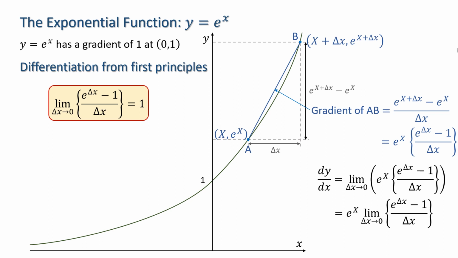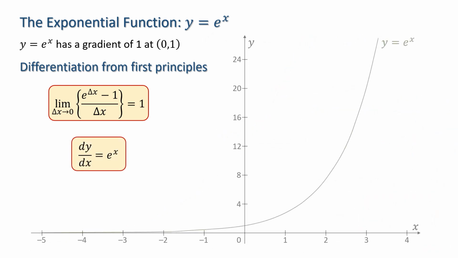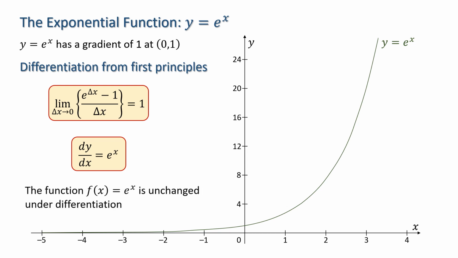Now we have something really interesting, as if we compare this limit to the expression we derived earlier, we can see that this limit equals 1, meaning that dy by dx is simply e to the x. This unique function thus has the special property that the gradient at any point has the same value as the function itself. Or, to put it another way, the function is unchanged under differentiation. This makes it a very important function in calculus, enabling us to solve all sorts of problems we would not otherwise be able to.